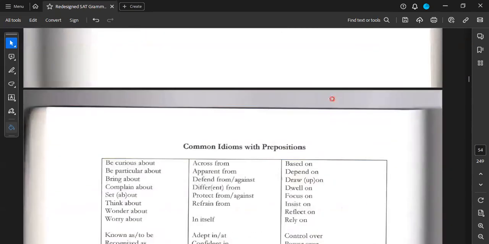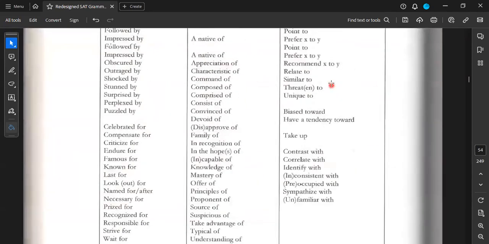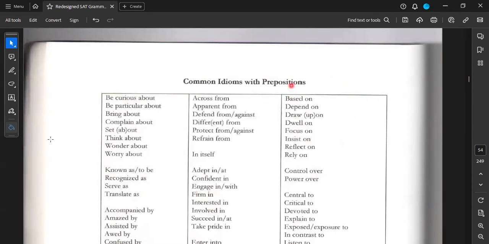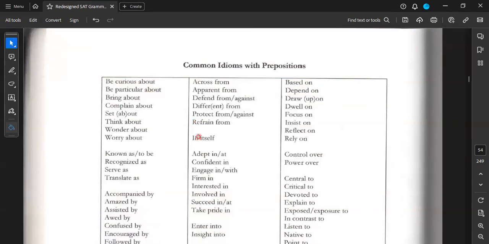If you open this book and go to page 58, you'll find a bunch of them. You do not need to memorize them. I'm going to go through them real quickly, but these are certain words that always go together. You're curious about, you're particular about something, you're not particular to something or particular with something. You bring about something, like you bring about the topic, you complain about something, you set out for something, you set about, you think about something, right? You wonder about, you worry about. I'm not saying these are the only ways you can use these verbs. Like you can say think of, for example. You can use this, but I'm just looking at the word about.